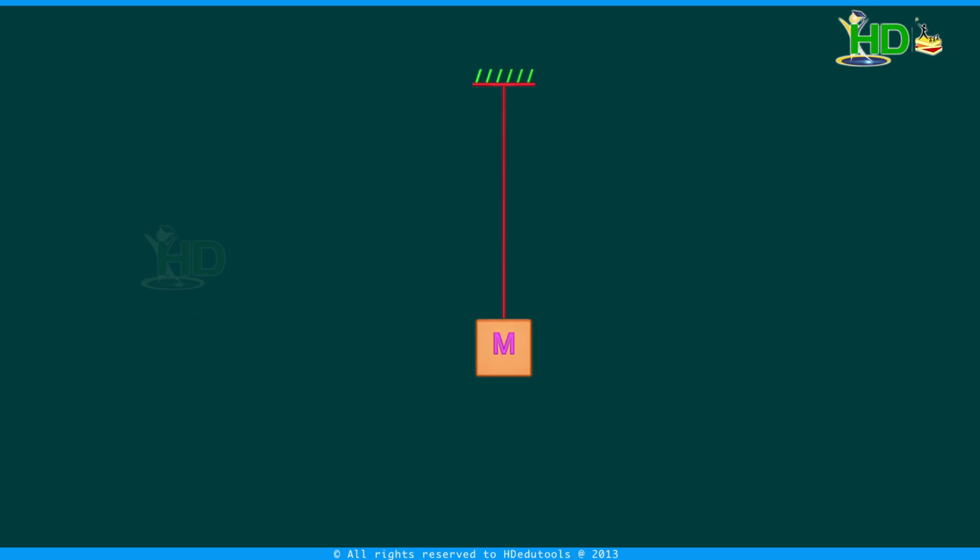Now we take another model. An object of mass m is attached to a string and suspended vertically. In this case, if T is the tension developed in the string, at equilibrium, the weight is balanced by the tension, that is T equal to mg. The tension developed in the string is nothing but T equal to mg.